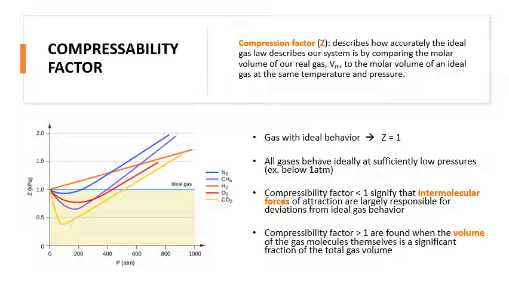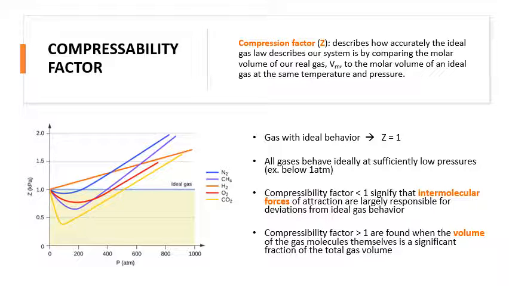This graph shows us the compressibility factor as a function of pressure at 0 degrees Celsius. All gases behave ideally at sufficiently low pressure, but you see deviation set in as the pressure increases. So at a high pressure, the compressibility factor will be greater than 1. Values of the compressibility factor less than 1 signify that the intermolecular forces of attraction are largely responsible for deviations from ideal gas behavior. Values greater than 1 are found when the volume of gas molecules themselves is a significant fraction of the total gas volume.